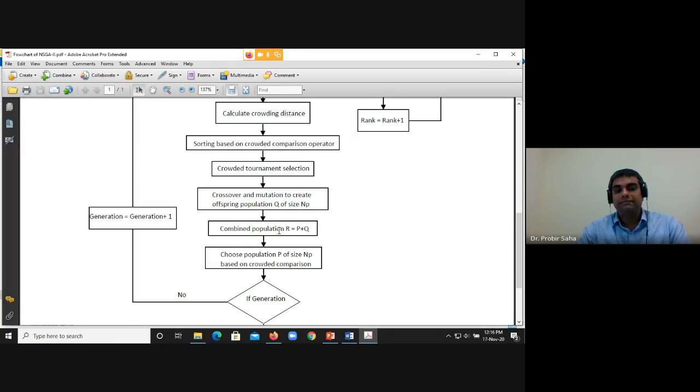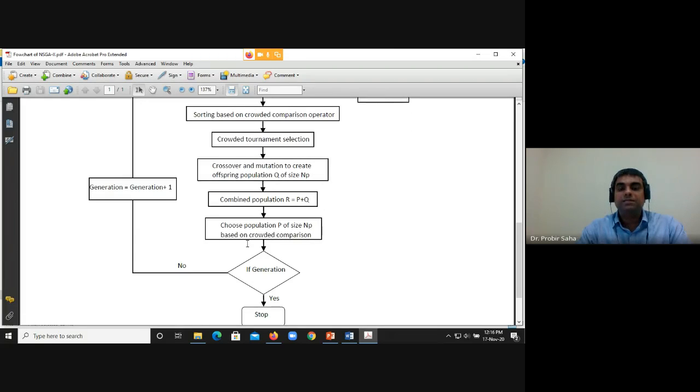Then we combine them. This operation ensures elitism. We combine population P plus Q, and from there I again have to choose a P. When I do that, I again rank them, find the crowding distance, and apply the crowded comparison operator to pick which 100 out of the 200 I should choose.